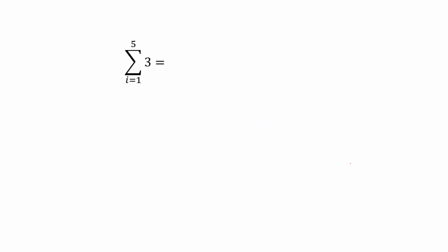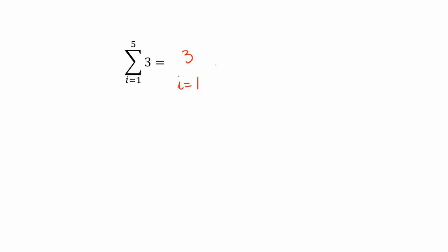Now we have the sum as i goes from 1 to 5 of the term 3. All right, so we're going to start at i equals 1. When i equals 1, what does our term equal? Well, it equals 3 because there's just a 3 there. There's no i involved. So it's 3.